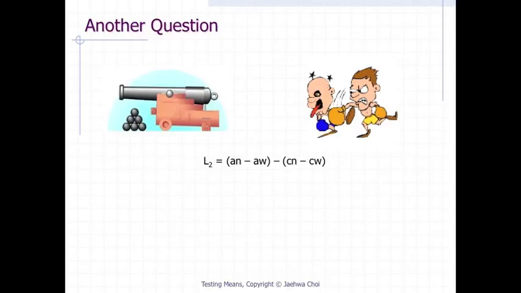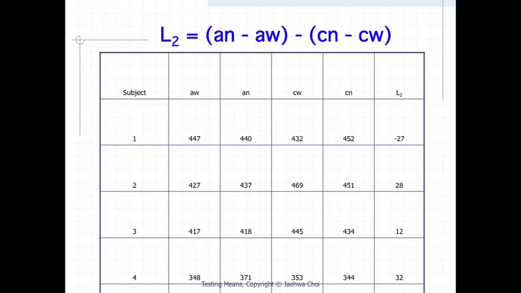If weapon words do indeed prime aggressive words more than they prime non-aggressive words, then we would expect the difference between AN and AW to be larger than the difference between CN and CW, so L2 would be greater than 0. This table shows L2 for the first 5 of the 32 subjects.